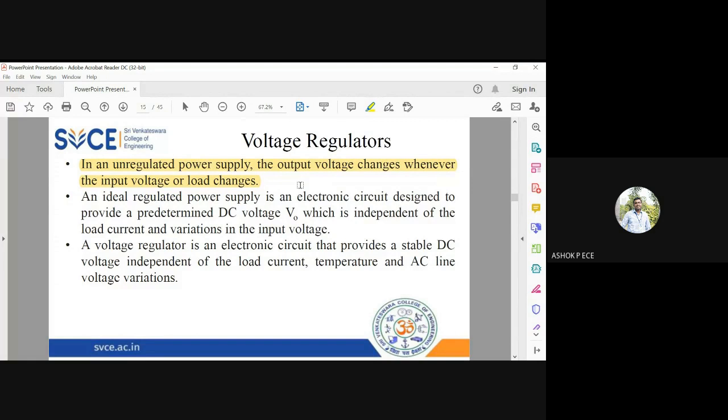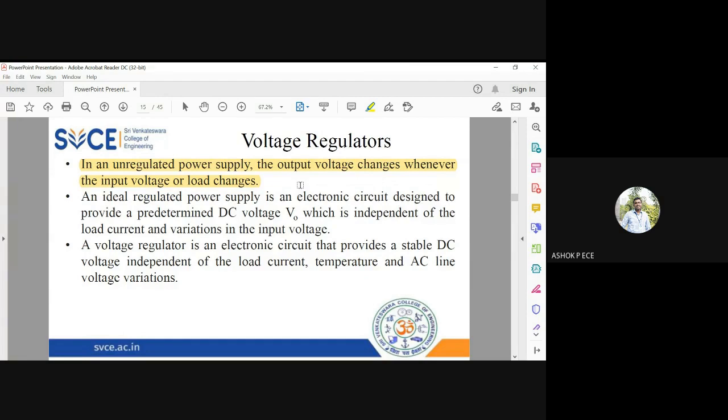In an unregulated power supply, input voltage will change, output voltage will also change, fluctuations will be there, and your devices will not be able to work correctly. That is why you have a regulator for all your TV, AC and fridge, because those devices require constant voltage. Whatever variation in input voltage happens, the output of the regulator is going to be a constant voltage given to all these devices. That is why the name regulator.